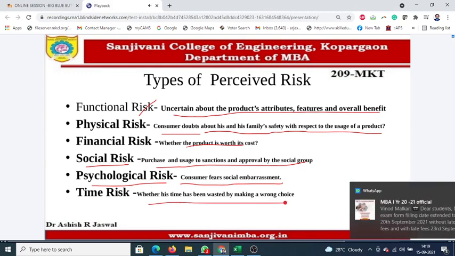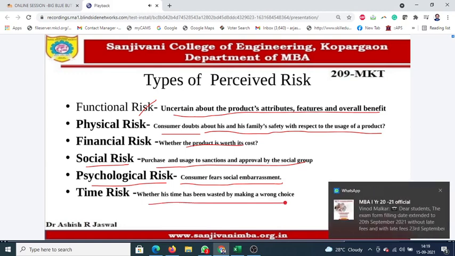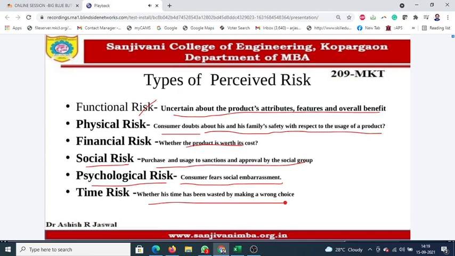And the last important risk which we need to understand is called time risk. What is this time risk? The consumer is uncertain and doubts whether his time has been wasted by making a wrong choice, or that he would have to spend time again if the product does not perform as expected. I bought a microwave oven but it did not work properly, so will I get a replacement? What is this? This is called perceived risk.